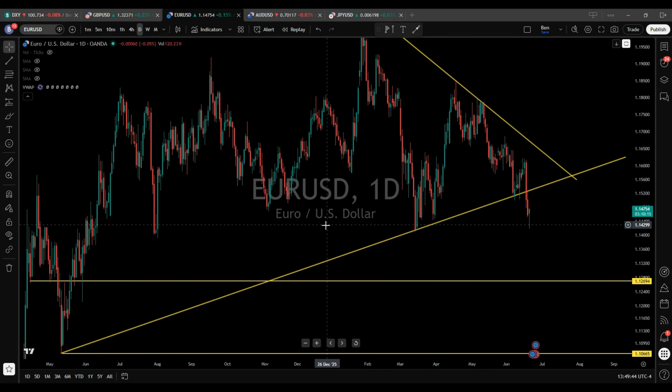However, right now we're into some support, but once that support gives way, 1.12694 is the next level of support.